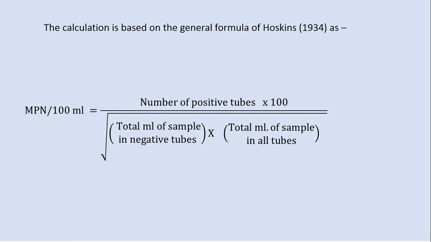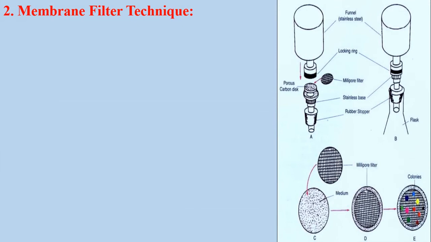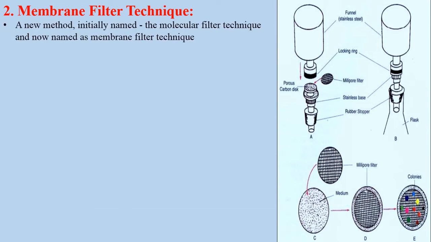The next method for the determination of coliform count is the membrane filter technique. This is a new method and initially it was named the molecular filter technique, but now it is named the membrane filter technique. This method is now designated as a standard method for the examination of drinking water.